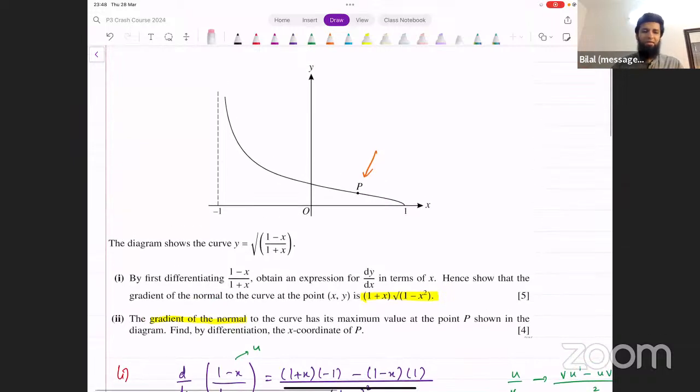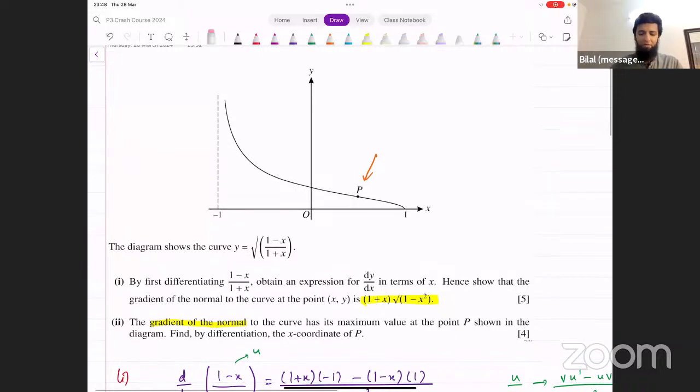So if you were to try to understand it logically from the graph, what they're basically saying is, at any point on the graph, you could have a normal, right? So at this point, for instance, the normal would look like this. At this point here, the normal would look like this.